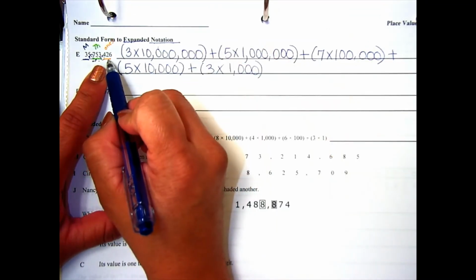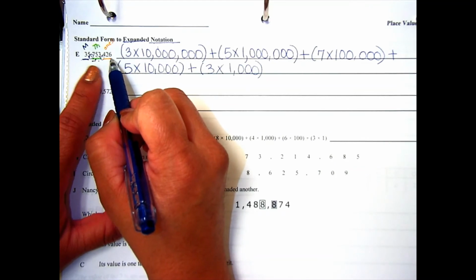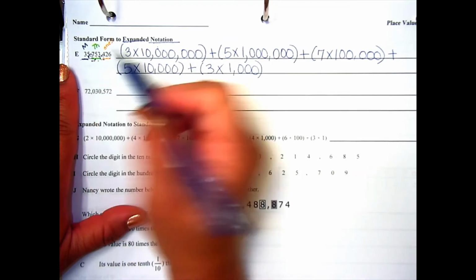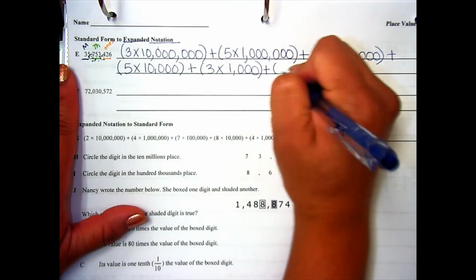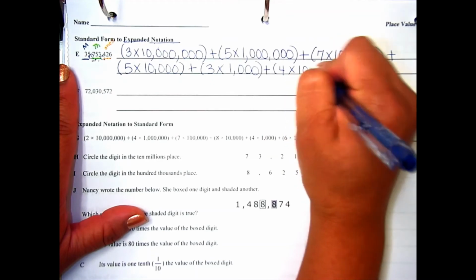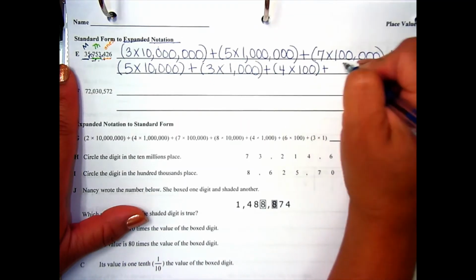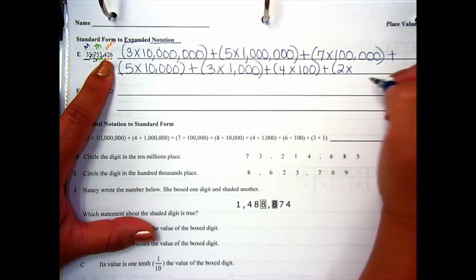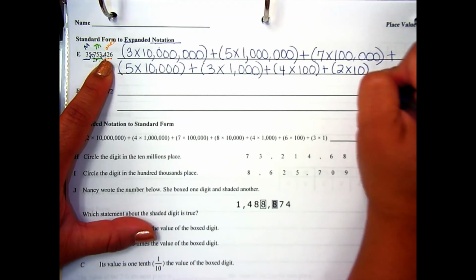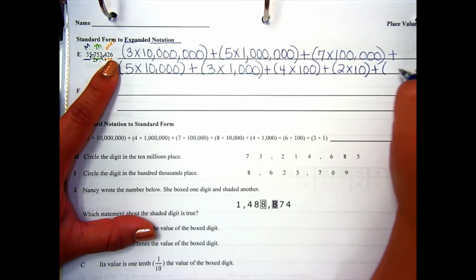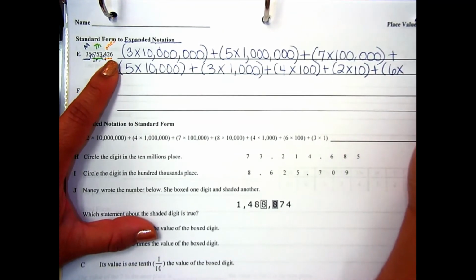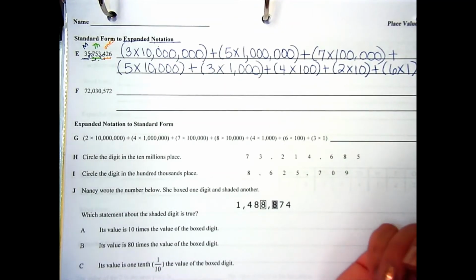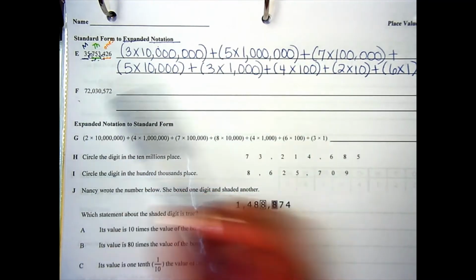And then we go over into our ones period. Here's our ones, tens, hundreds. So the 4 is in the hundreds place. So 4 times 100 plus 2 times, what place is the 2 in? Tens place, right? So we're going to put 2 times 10 plus 6. And 6 is in my ones place. So 6 groups of 1. And that is how you're going to do letter F, okay?